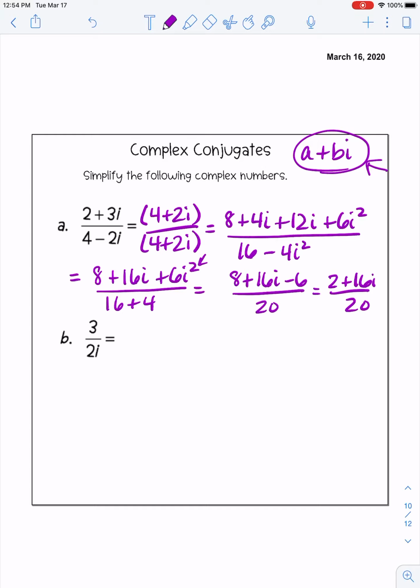So you see now in the denominator, I have no more i. So I can now rewrite this so that it does look like a plus bi. So that's the same as 2 over 20 plus 16 over 20i, where this is my a and this is my bi, right?